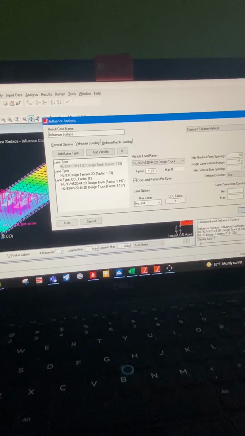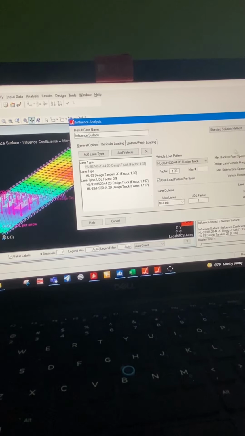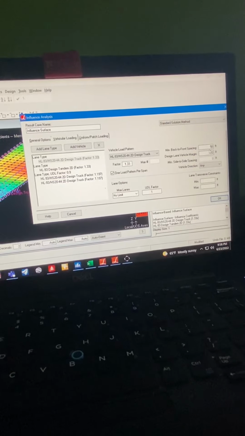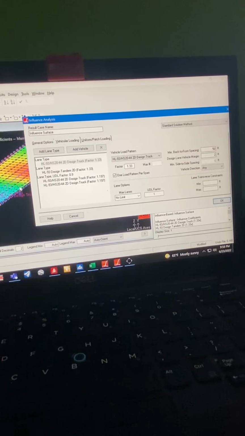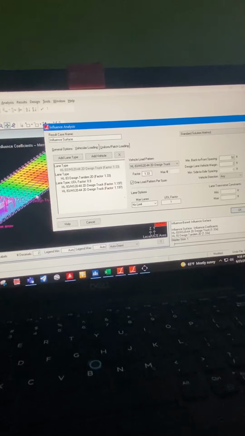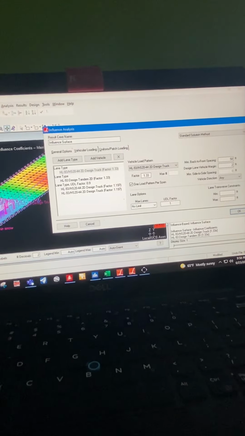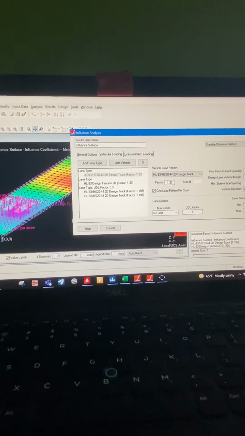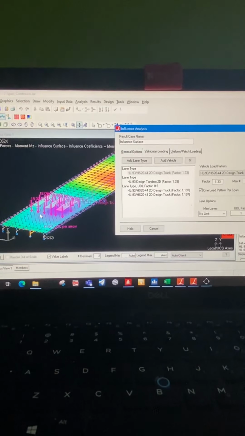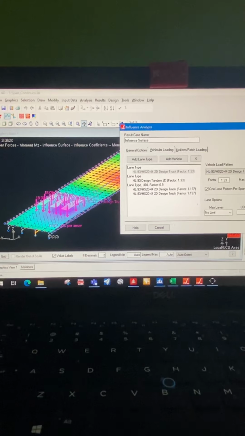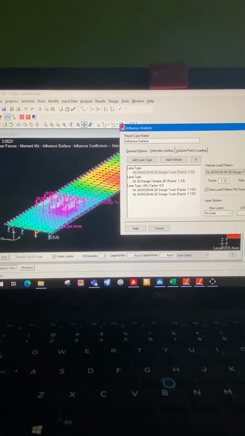Here you have the front and back spacing. This is mostly for a negative, to get the maximum negative moment at the support. For now, our concern is just to get the maximum positive moment at the center of the span.